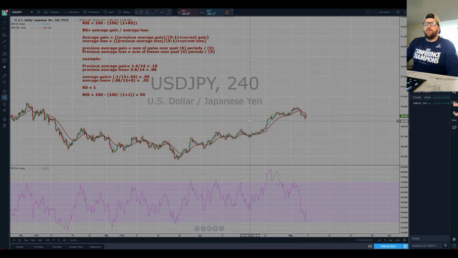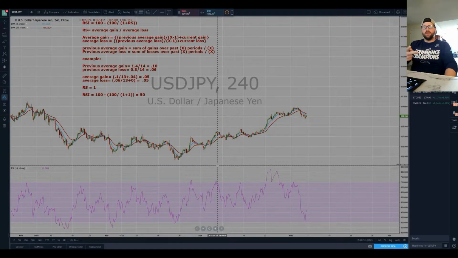So the way that is calculated, again, we've already gone over it up here, but that just takes the relative strength from the past 14 candlesticks and assigns it a value. Now, what does that mean for trading? Well, most commonly the RSI shows two things. One, it shows divergence.